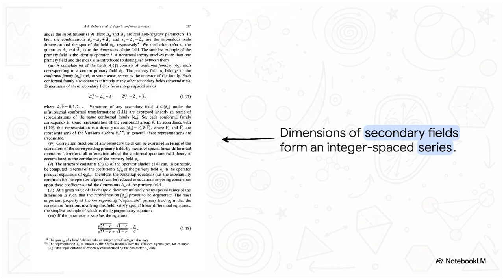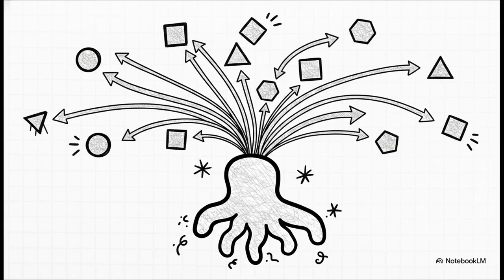The dimensions of these secondary fields form an integer-spaced series. You're simply adding a value k to the dimension of the primary field. This simple series acts as the structural foundation for the entire operator algebra. So why is this family structure so powerful? Well, the text explains that, based on the operator algebra hypothesis, literally any state can be generated by the linear action of these operators. Because of the strict requirement of associativity in this algebra, all that complex information about the secondary fields is neatly accumulated right back into the correlators of the primary ancestor field.